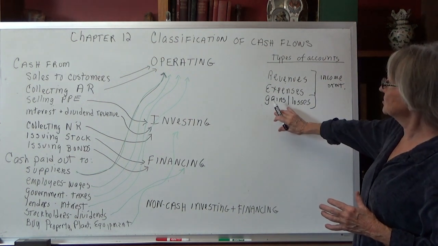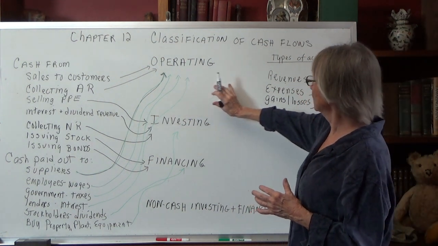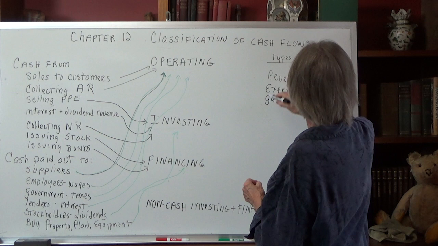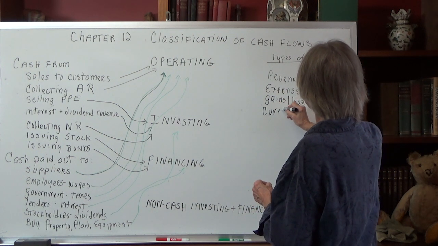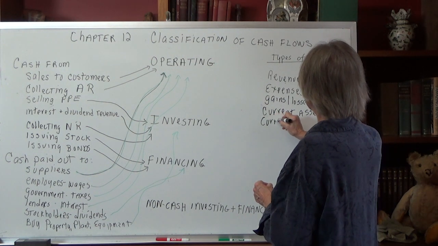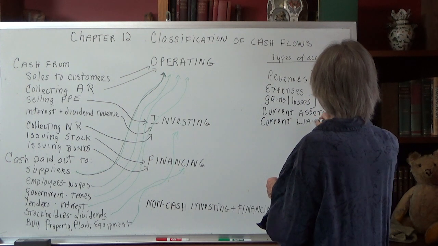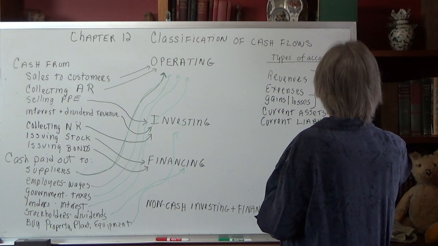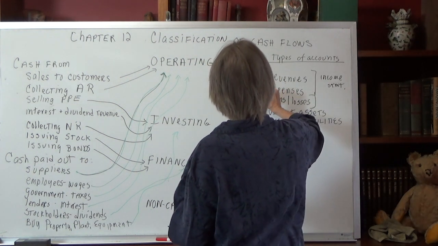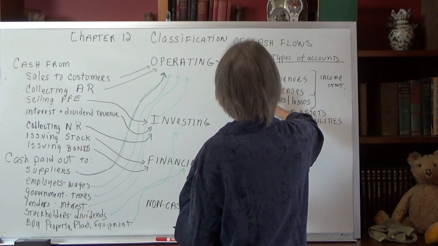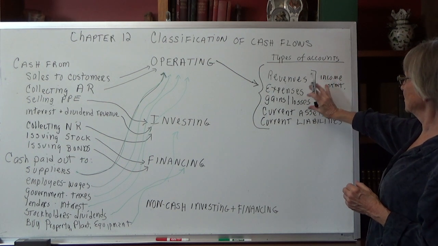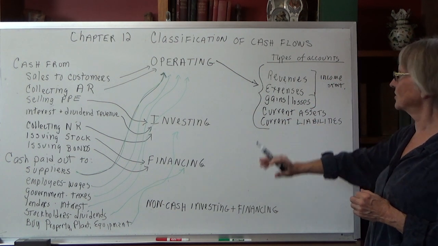So these are the types of accounts that will show up in the operating section, but then accounts receivable and various other adjustments we make, it's also going to be our current assets and our current liabilities. Okay, notice that they're current. So when we're looking at our types of accounts that are operating, these are the ones that are going to be classified as operating activities. Anything on the income statement, revenues, expenses, gains, losses, current assets, current liabilities.